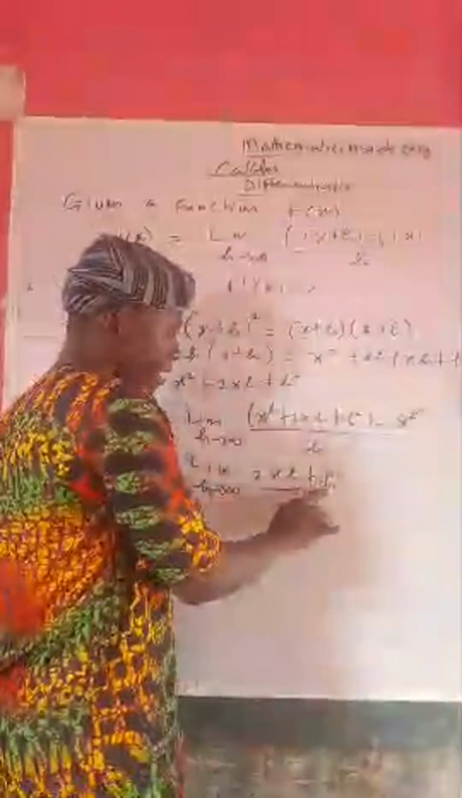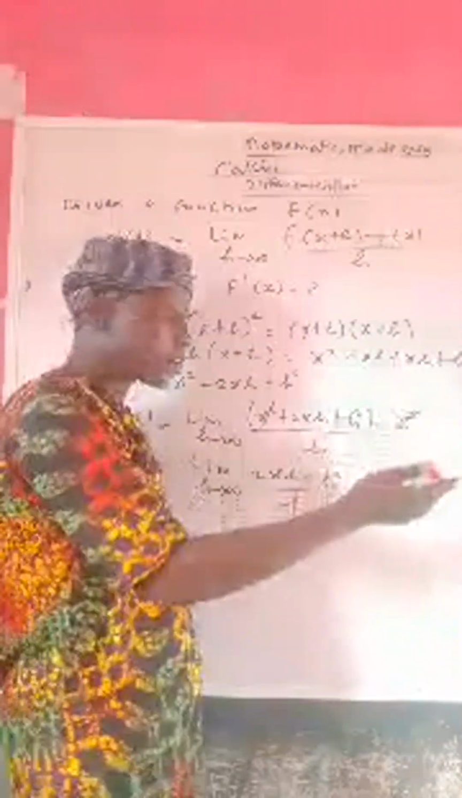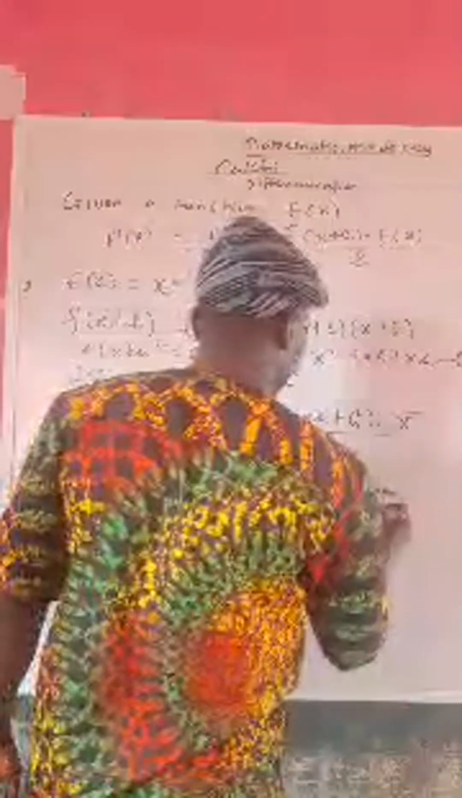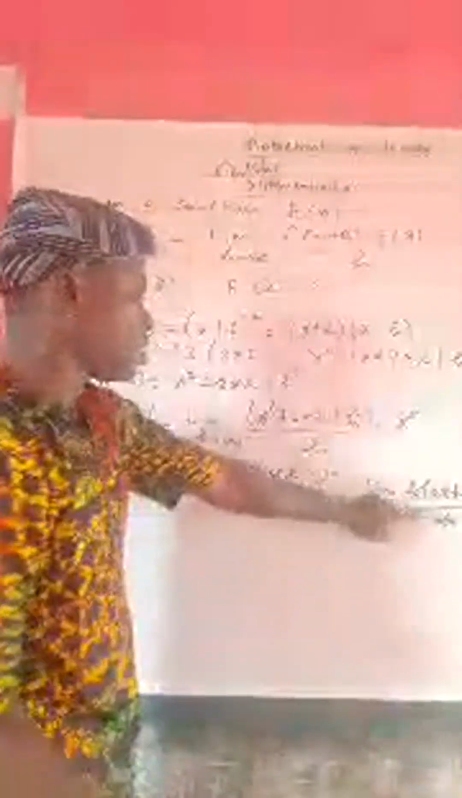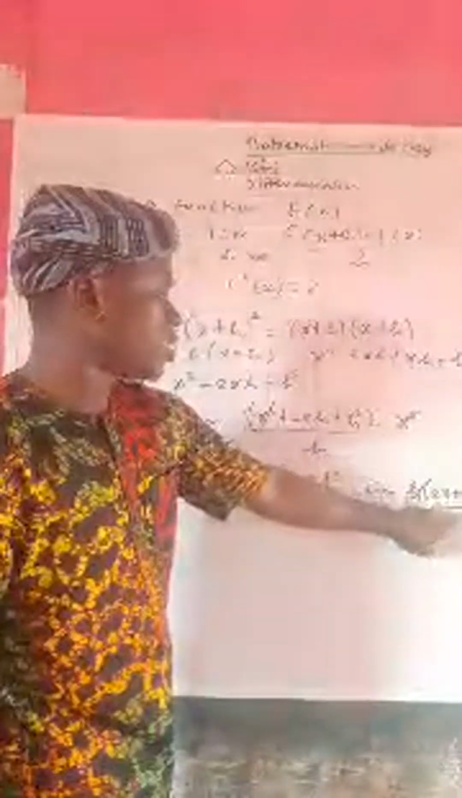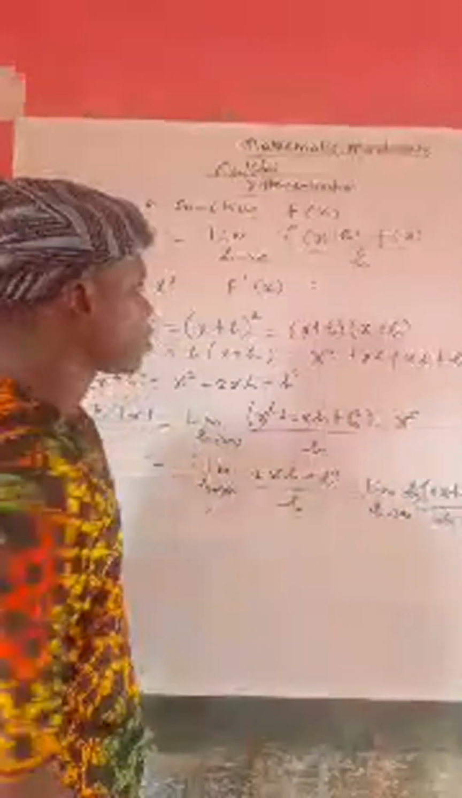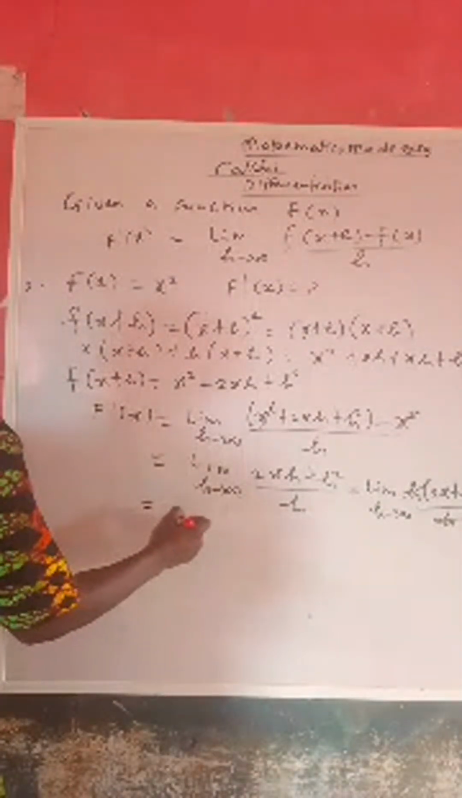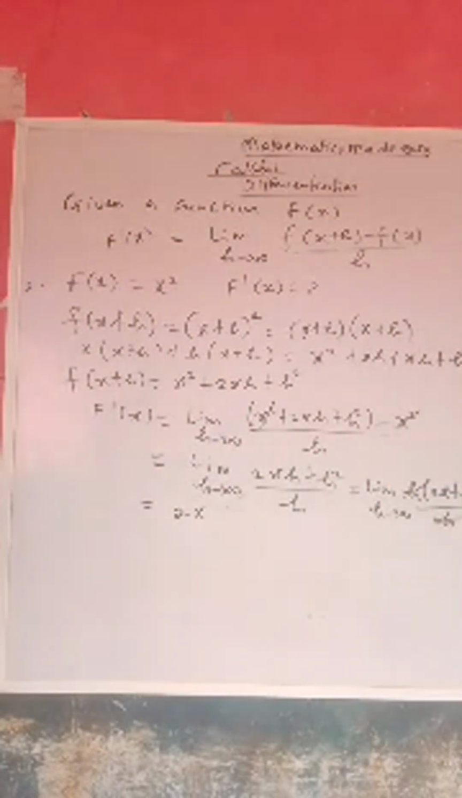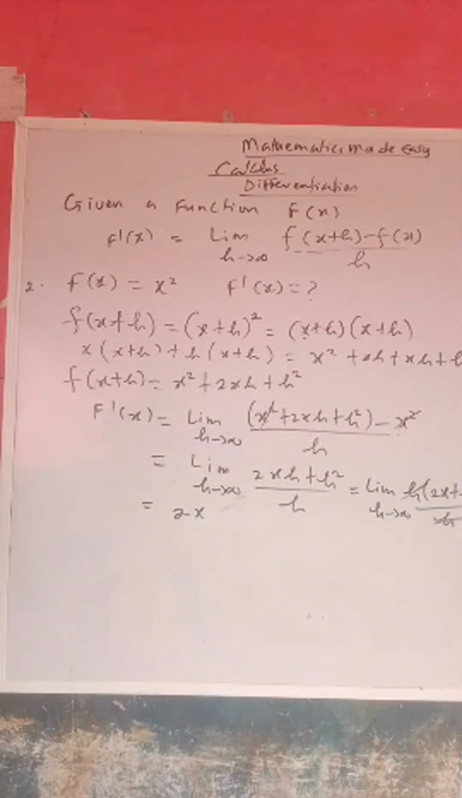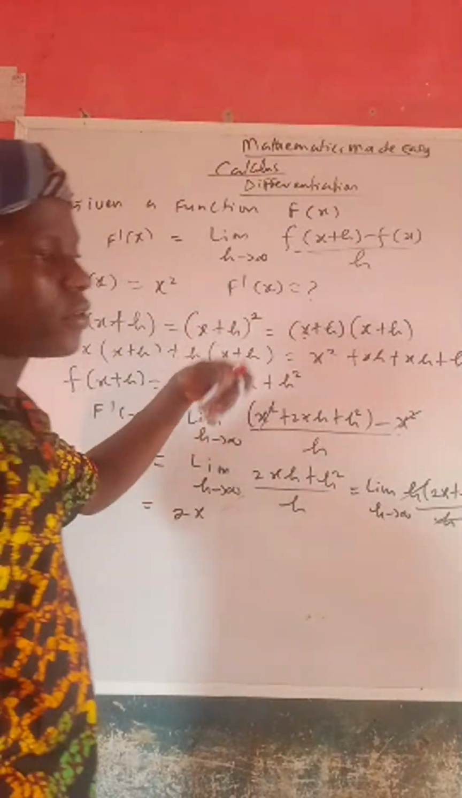Now, what do you notice here? We can see that h is common in the numerator, so we can factor out h. So we're going to have the limit as h tends to infinity of h into bracket 2x plus h, then everything over h. So definitely we cancel out h. Then you see h there, so we substitute h to what? Infinity. So then this will now be equal to 2x. When you substitute h there, we have 2x. So that is how you differentiate this kind of function using the first principle.